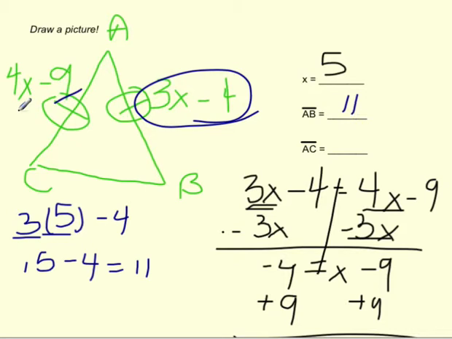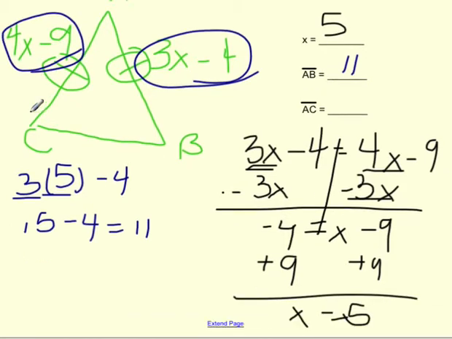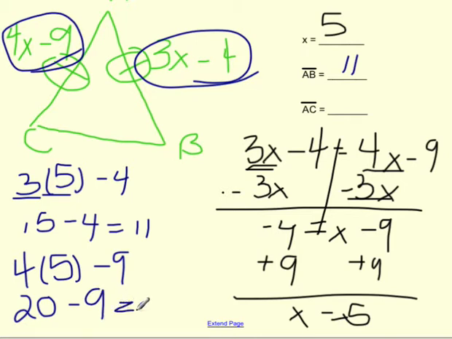Now we're going to do the same for AC, which is 4x minus 9. So I have 4, and instead of x, I'm going to plug in 5 and then minus 9. So I have 20 minus 9, which is equal to 11. Now notice that AB and AC came out to be the same length, which is true because they're congruent.